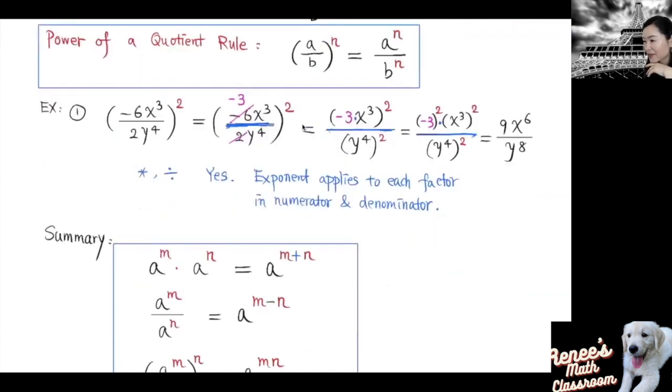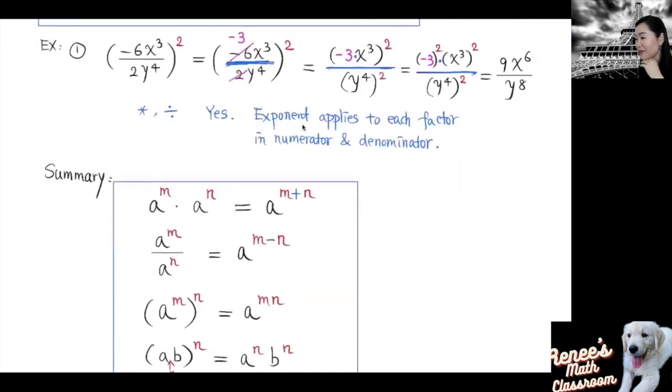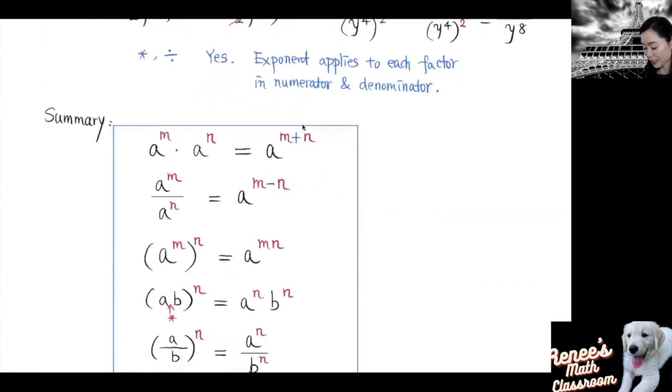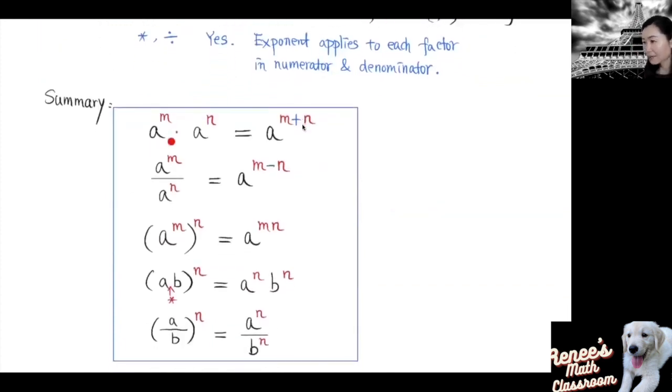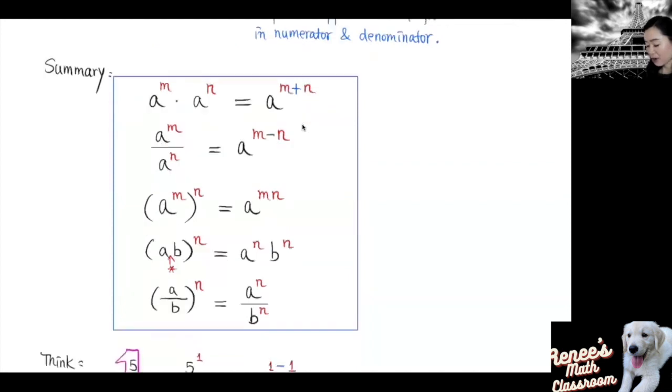Okay, now I'm going to summarize. Am I going too fast for you guys? So when you have a to the m times a to the n, with the same base and multiplying, you keep the base and add the exponents. When you divide with the same base, you keep the base and subtract the exponent on the bottom from the exponent on top. And when you have a power of a power, a to the m power raised to the n power, you multiply the exponents, so a to the m times n.